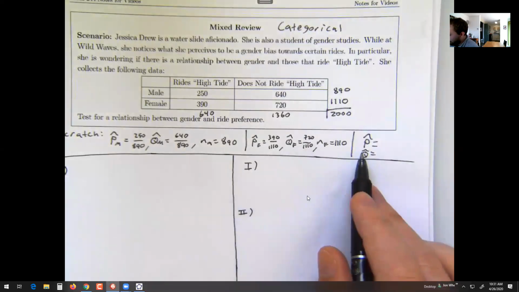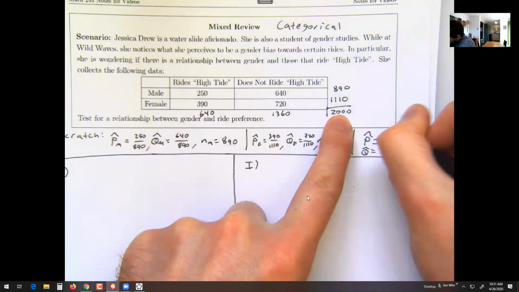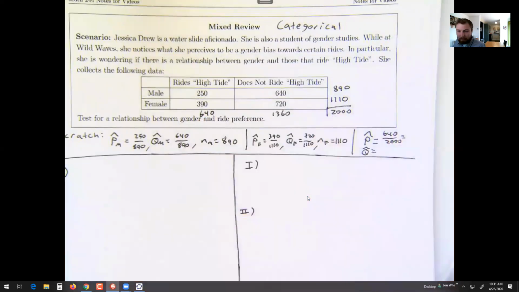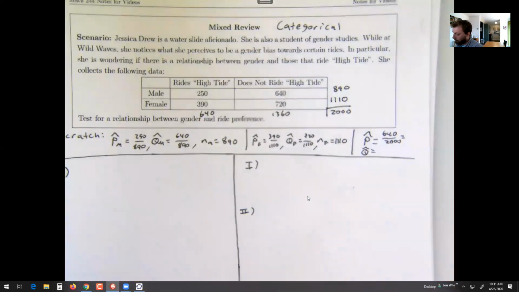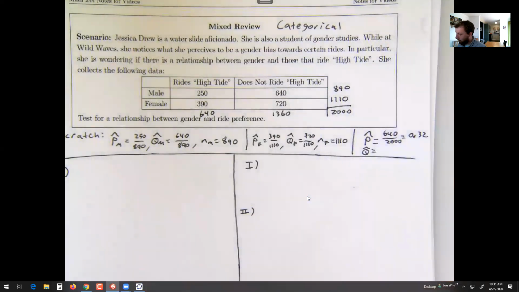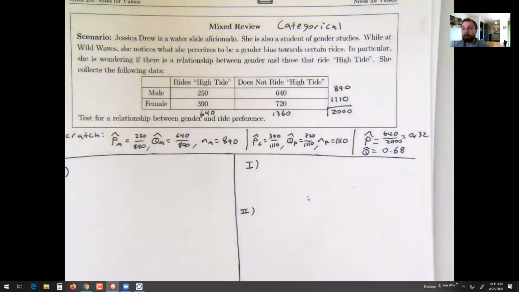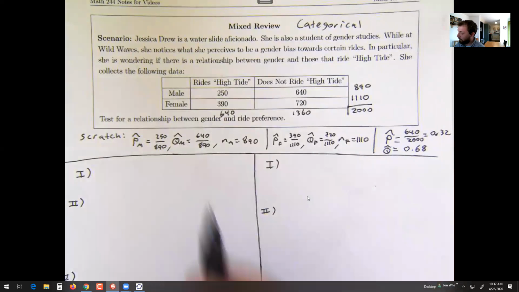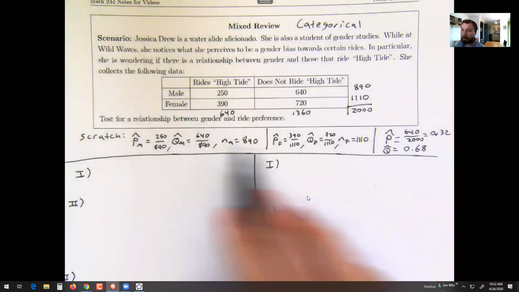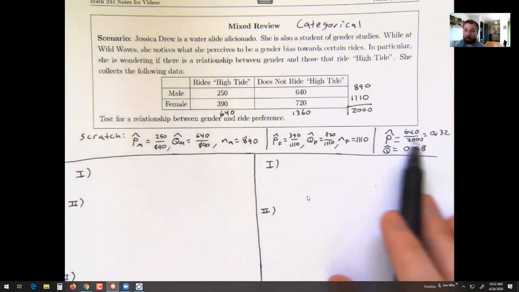For my overall success rate, I had 640 out of 2,000 went on the ride. This looks like a pretty nice decimal, so I'm actually going to type this into my calculator. 640 divided by 2,000 gives me 0.32 or so. And this tells me if 32% went on the ride, then 68% did not go on the ride. Whew. Okay, so just some prep work. I have success rates and failure rates for the two genders that were observed for this particular sample. And I have my overall success rate and my overall failure rate.